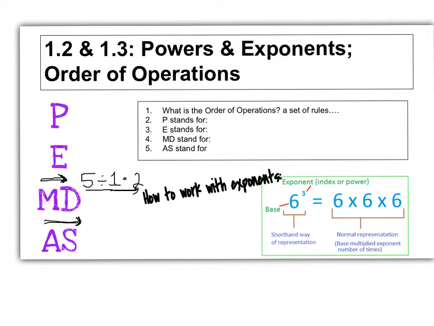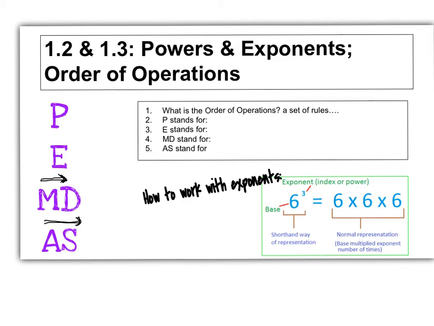Grouping symbols could be parentheses, brackets, braces. Fraction bars are actually grouping symbols. Later on you'll learn that square roots and any radical sign is a grouping symbol, as well as the absolute value symbol, absolute value sticks. E stands for exponents. M and D, multiplication and division from left to right. A and S, adding and subtracting from left to right.